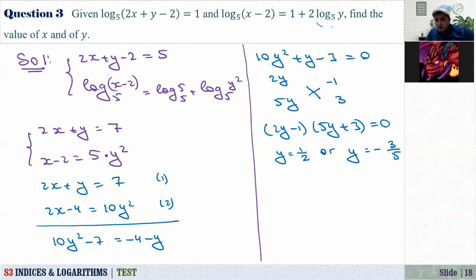Now, of course, here in the logarithm, from here, y must be positive. And that's why this answer is rejected. So y is equal to only 1/2.